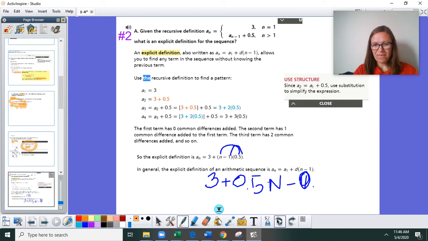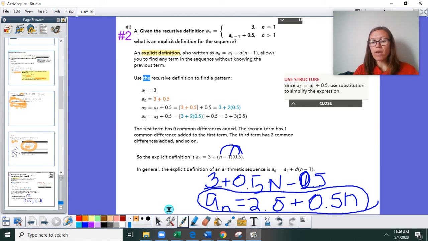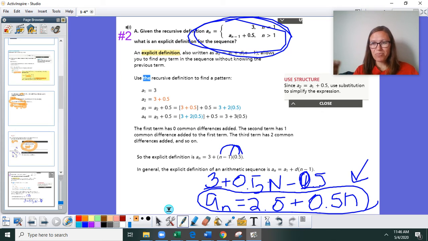So we take off that 0.5. Now we're like, oh, that's 2.5 plus 0.5n. And so this is our a sub n. So this is our explicit definition, but now it's in simplest form. And if you can't read my handwriting, this right here in the circle says 2.5 plus 0.5n. So these two definitions are representing the same sequence. This one here is in simplest form.